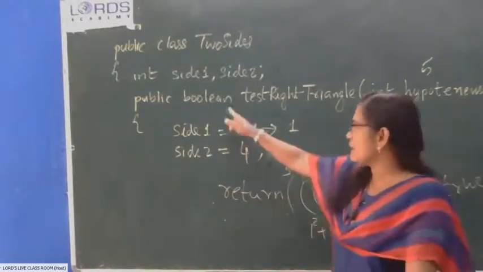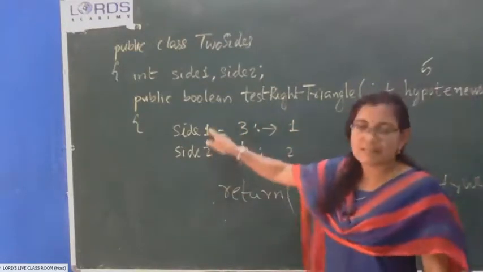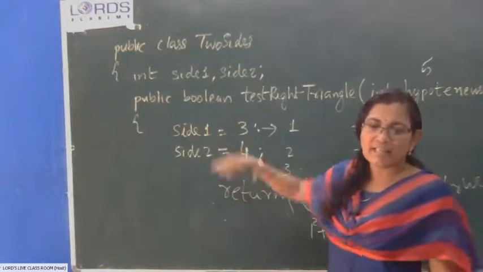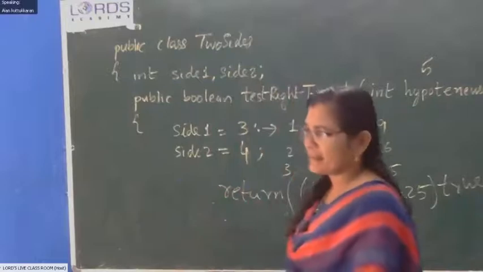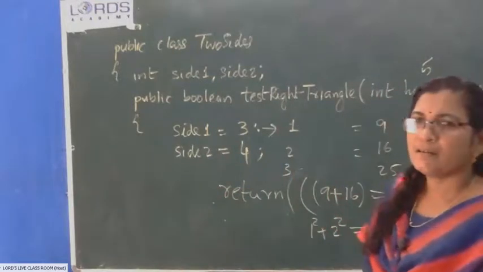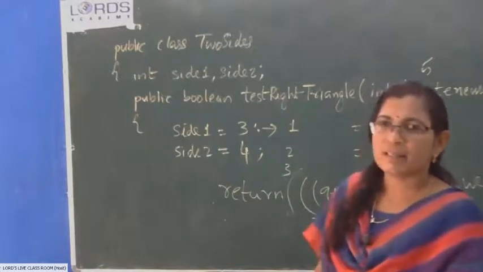You have to include 2 more statements inside that program, then only it will work. At the beginning of the test right angle triangle, add two more statements. Provide the value for side 1 and side 2. Then only you can ask Java to square it. Two statements are missing there. Include that. Okay?